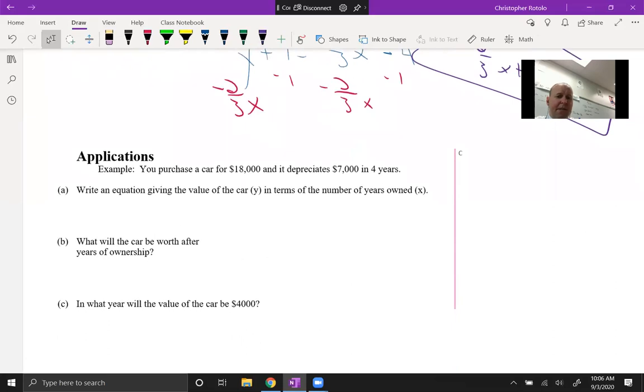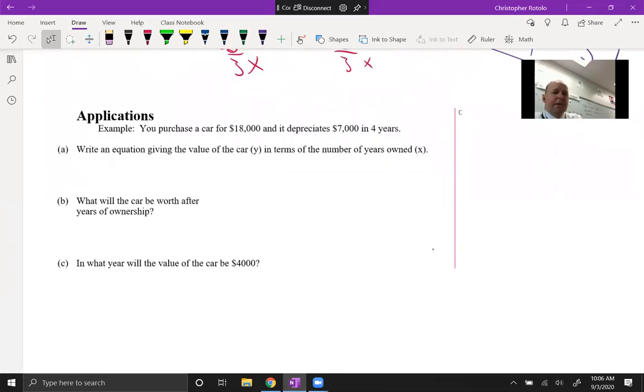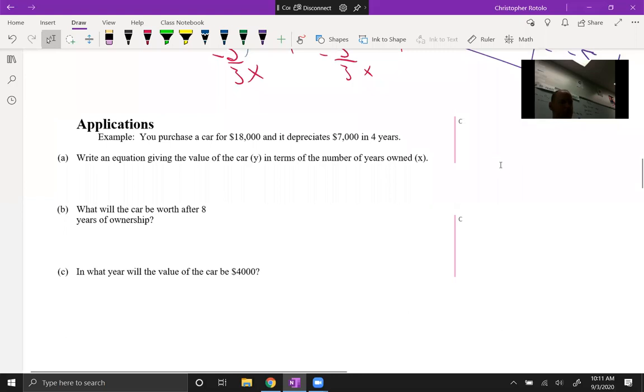All right, we have some applications. So we're going to give you a car. It depreciates $7,000 in 4 years. Write an equation to give you the value of y in terms of the number of years owned. All right, so we have a couple things we're going to decipher here. And luckily for you car owners, you know that this depreciation isn't going to be linear. But for this application, we're going to deal with it as if it were linear.